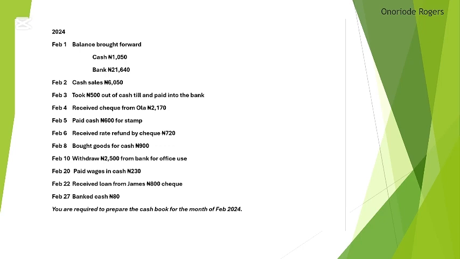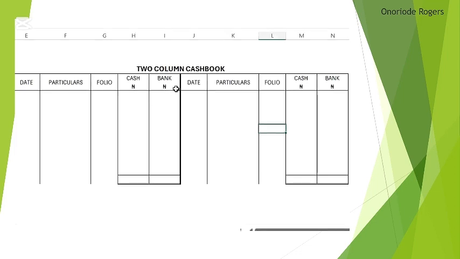Okay, now let's quickly solve the second question. It also says prepare. You're required to prepare the cash book for the month of February 2024. You were not told whether it's a double column cash book or a full column cash book, but going through the question, you understand that they make mention of cash and bank, so it's a double column cash book. So let's get started. I already have my two column cash book here.